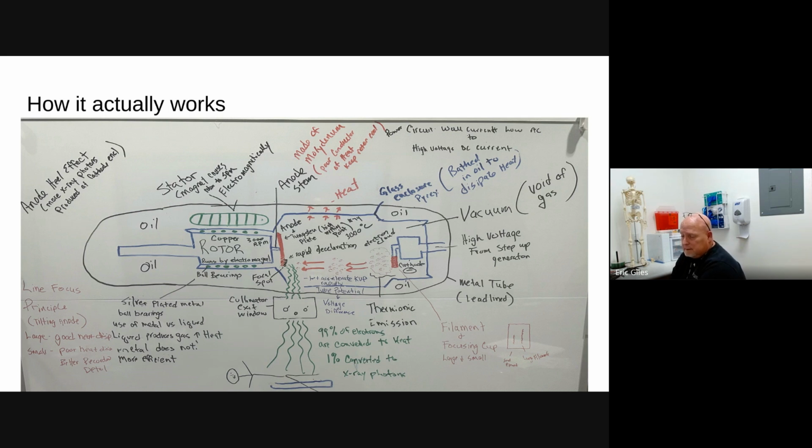Okay. The anode plate is actually turned by a rotor, which is powered by the stator magnetically. And there's steel plated ball bearings that actually help dissipate heat, as well as let the rotor turn freely and really fast. Okay, now the glass housing is actually surrounded by an oil to help dissipate heat.